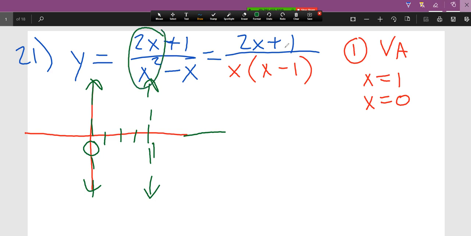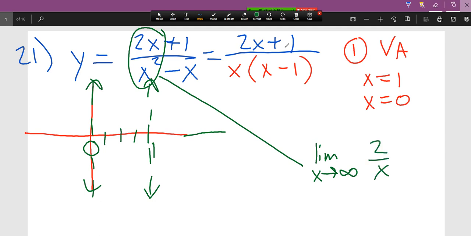What about your horizontal asymptote? I'm just curious. What are you going to do with this thing? Does 2x over x squared reduce to anything? 2 over x, right? Okay. What's that?